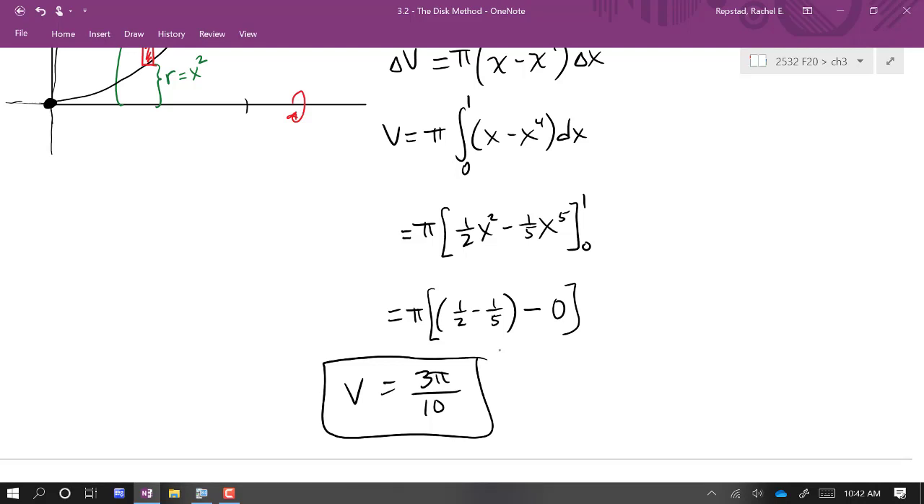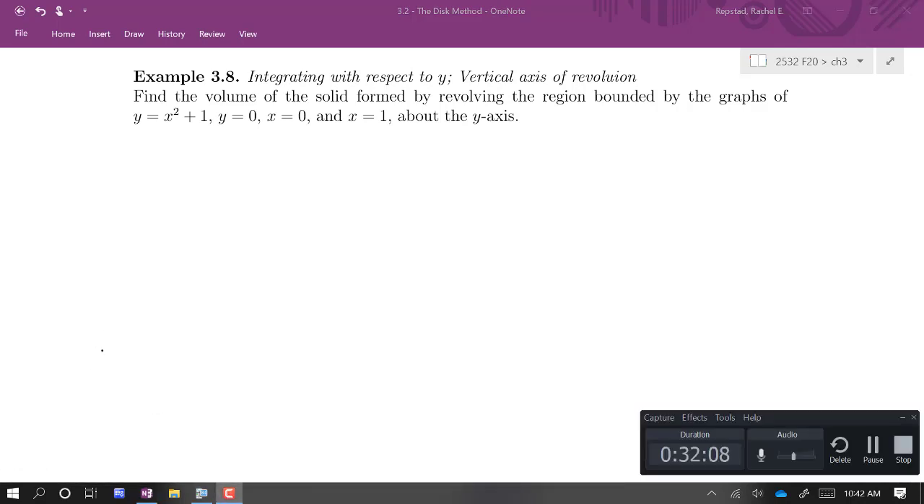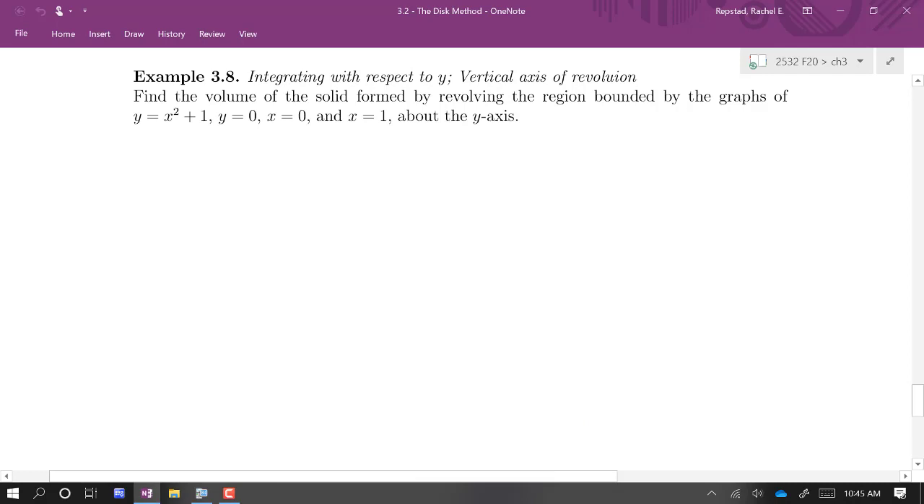All right. Let's try one more. All right, so this last example, as the introduction says, we're going to end up integrating with respect to y. I think we'll be able to see why we need to do that after we sketch it. And a vertical axis of revolution. So we want to find the volume of the solid formed by revolving the region bounded by these equations.